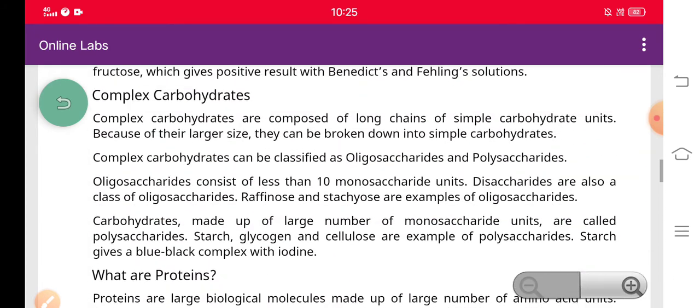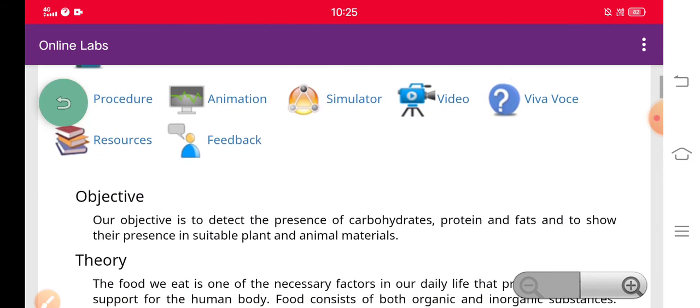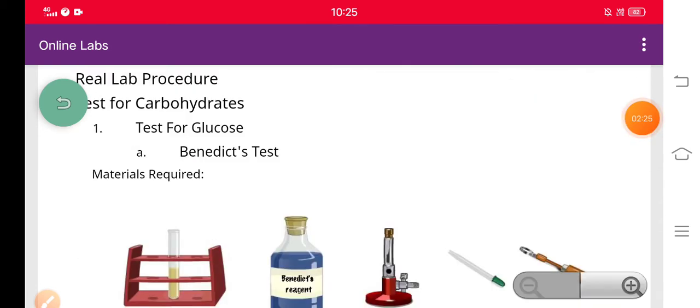Now we move on to the performing area. You can see what the related procedure is. So we are on the real lab procedure, the test of carbohydrates. How to test the carbohydrate?